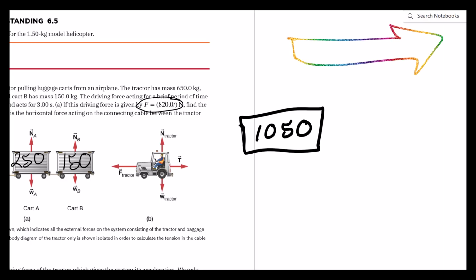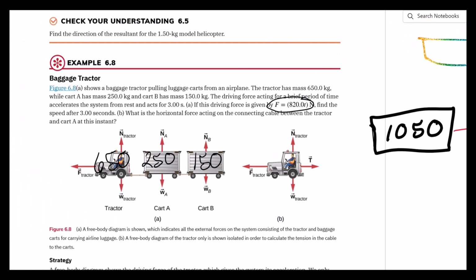So I'm going to ignore their picture and go this way. Are y'all okay with me doing that? Well, it's fine. Video's free, deal. So there's some kind of a force equals 820t with respect to time. All right, find the speed.